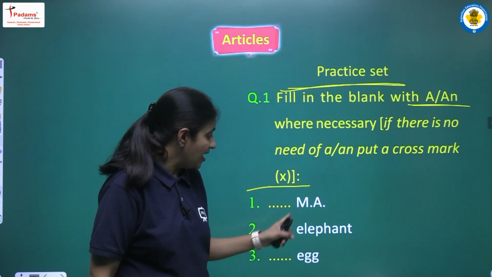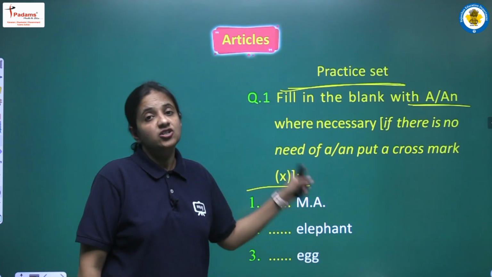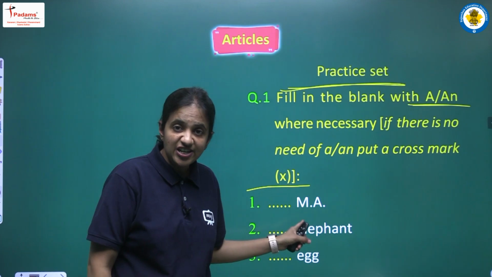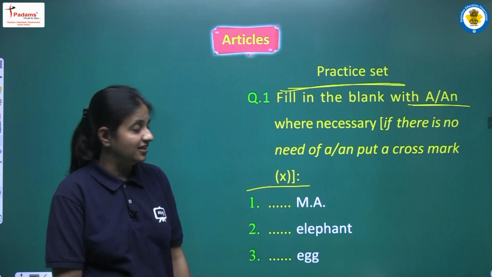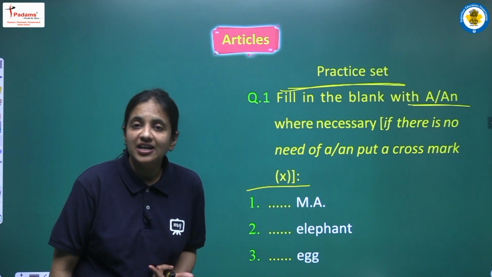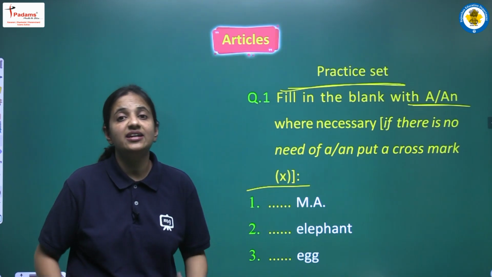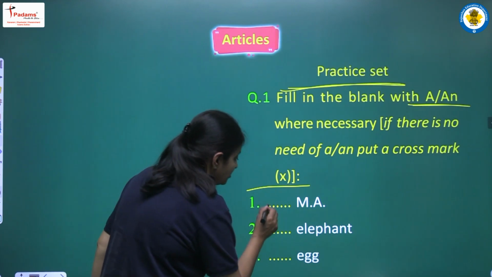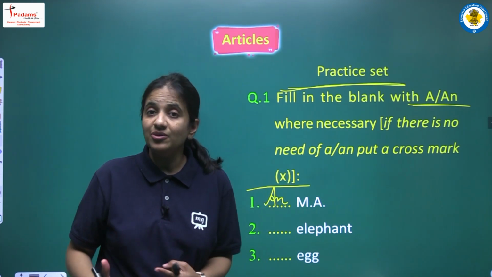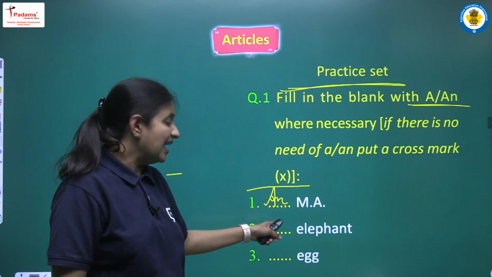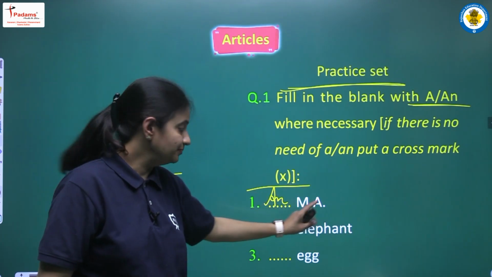First we have MA. We have to see the pronunciation, and in this blank we have to write the appropriate article. We have MA, so the starting sound is A. For that we have to use AN, because we have a vowel sound in the beginning, so it will be AN MA. Clear?